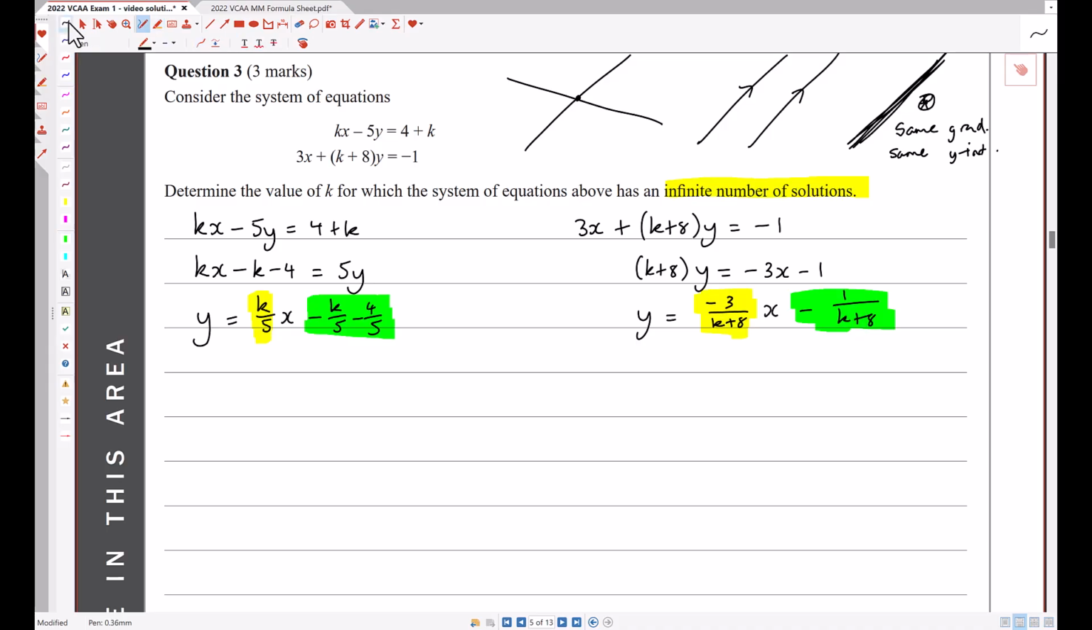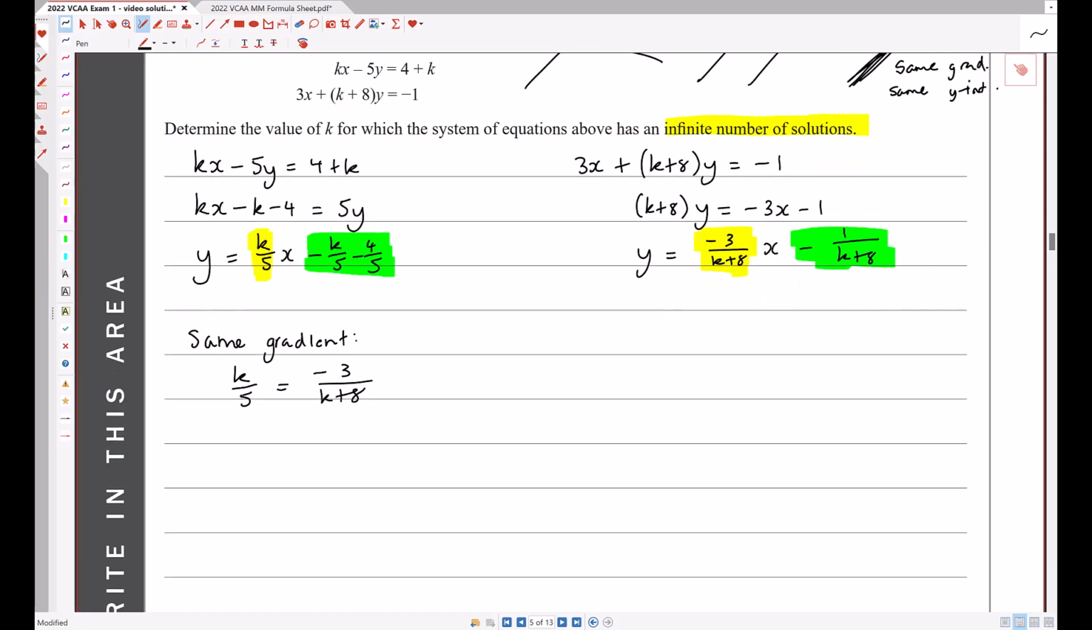Okay, so we need the same gradient, which means that k on 5 has to be equal to negative 3 over (k plus 8). And we want to solve this equation for k. So I'm going to multiply by k plus 8, and I'm also going to multiply by 5. So multiplying both sides by k plus 8 and multiplying both sides by 5 gives me this.